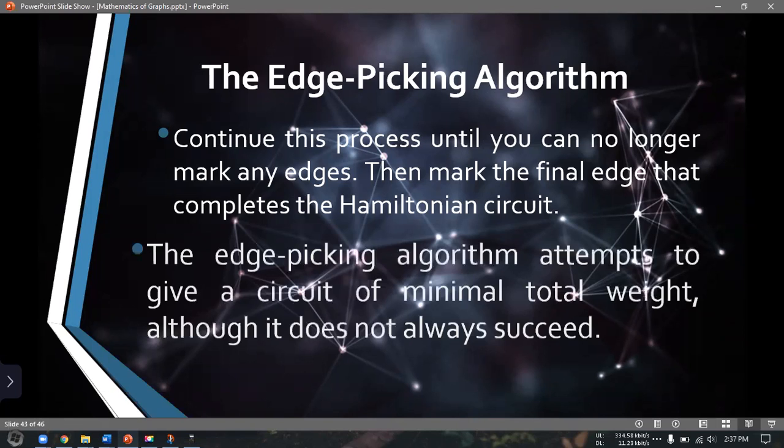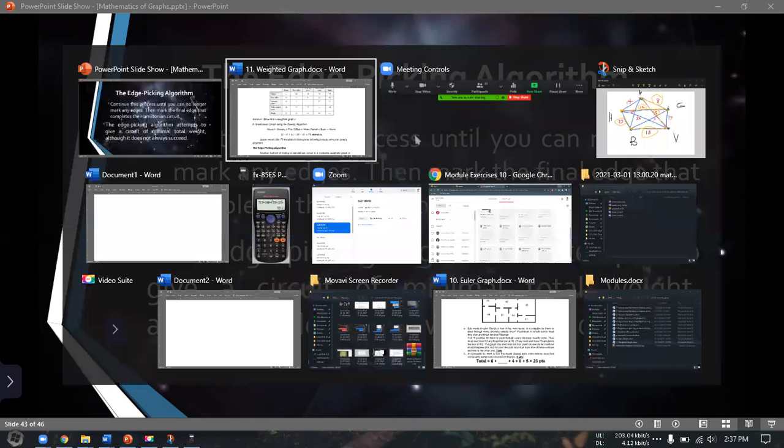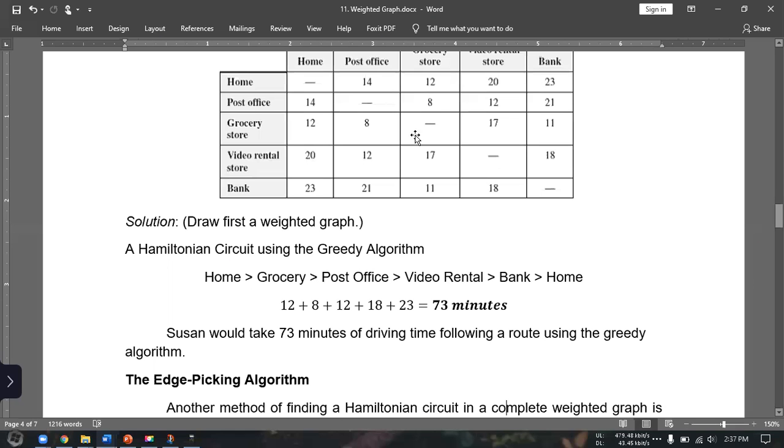The same as the greedy algorithm, the edge picking algorithm only attempts to give a circuit of minimal total weight, although it does not always succeed. Right? Now let's try to find another Hamiltonian circuit, this time using the edge picking algorithm. There were times that a Hamiltonian circuit using the greedy algorithm is the same as the one using the edge picking algorithm, but not always.